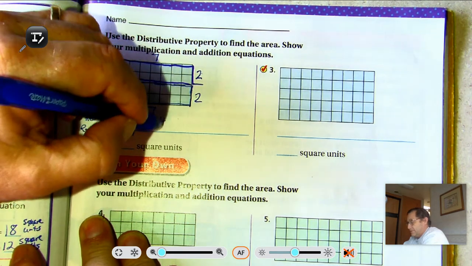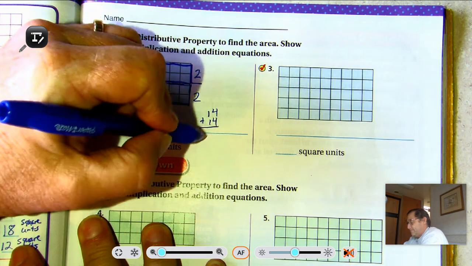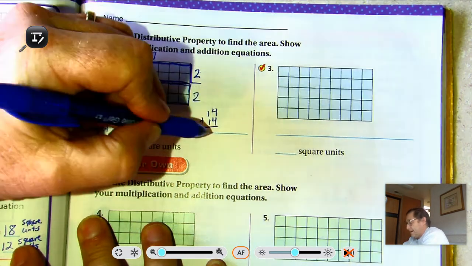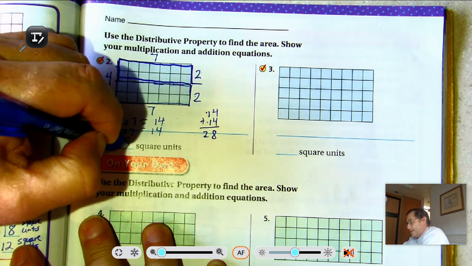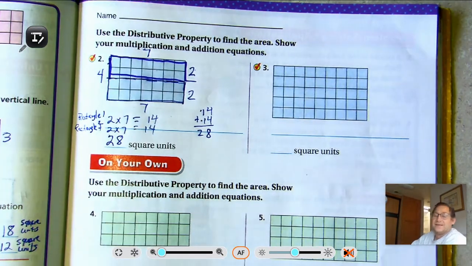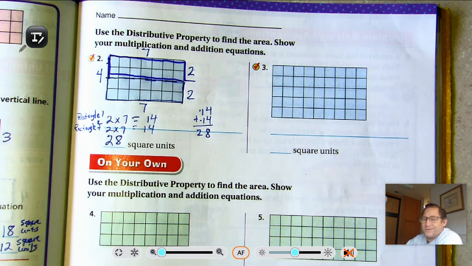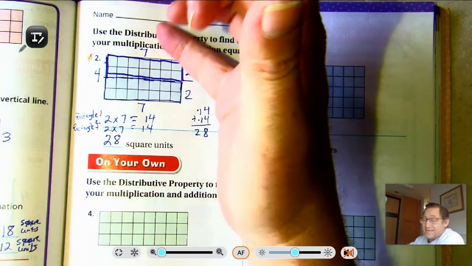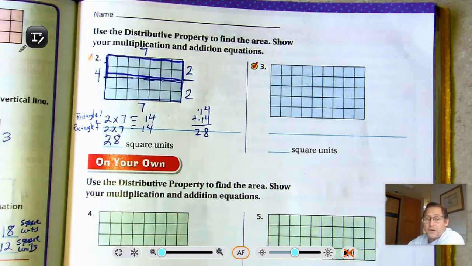2 times 7 is 14. So what is 14 plus 14? 4 and 4 is 8. 10 plus 10 is 20. So we get 28 square units. Is that the only way I could have broken that rectangle apart? No. You could have broken the 7 apart if you wanted. It's something like 4 times 5 plus 4 times 2. There are so many different ways you could break that apart.